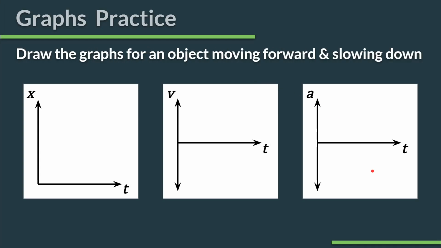Draw the graph for an object that is moving forward and slowing down. So this one I just gave you a scenario. I'd like you to draw what that would look like if you are moving forward and slowing down. So again, you can talk to your neighbor if you're not sure.